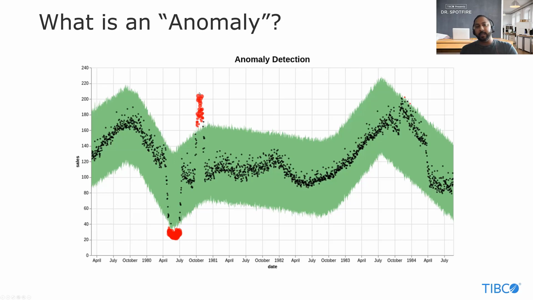Now that green band can be defined in various ways. There are control limits. There's a lot of science behind control limits. It could be something as simple as a standard deviation. They could be different measures of variance that you might look at. But that's outside the bounds of what we're discussing today. I just wanted to talk about an anomaly as something outside of your expected values.